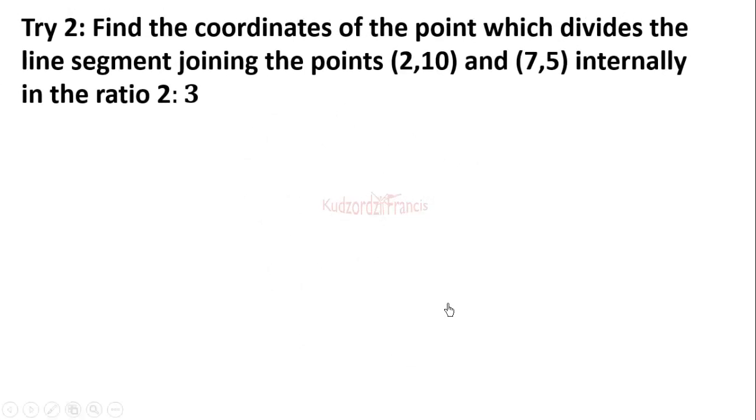Here is another one. Kindly try this one too for just 1 minute. All right. So let's also look at the solution.